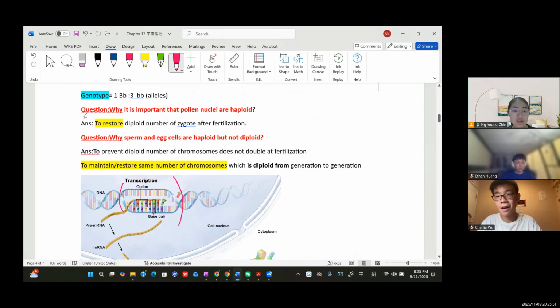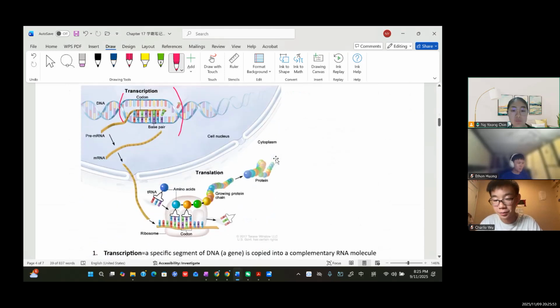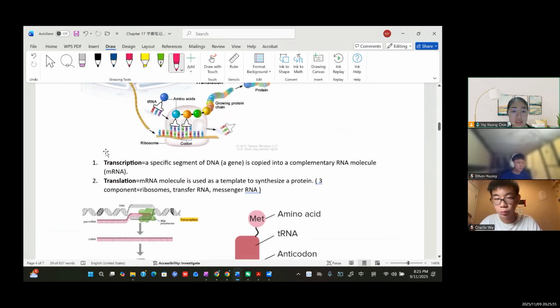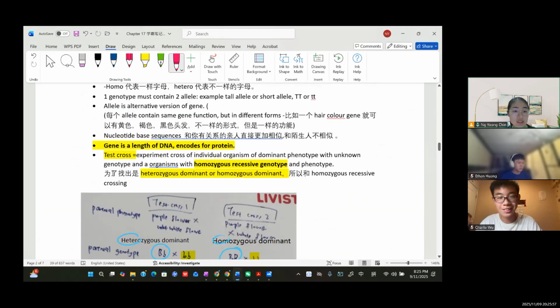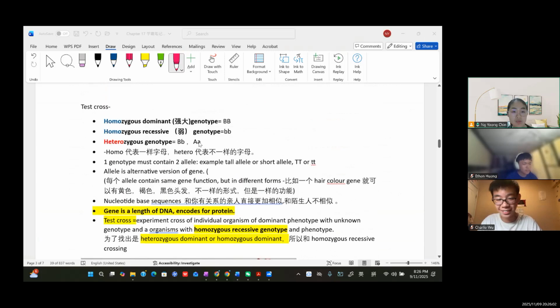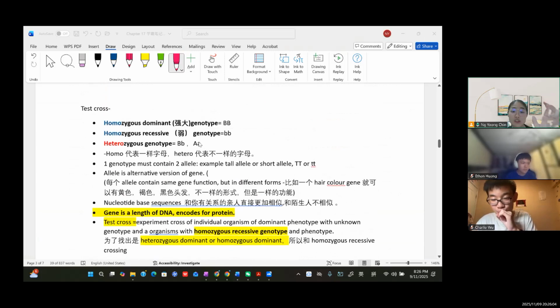Okay, and then this also, I think we discussed this before already. Then the transitions and translations, and then let me show you this one. So that's why when you write a genotype, one genotype must contain two alleles.